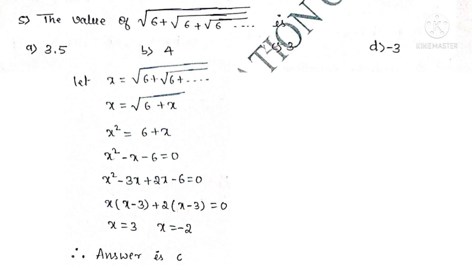Take x common, you will get x into x minus 3, plus 2 common, x minus 3. Then solve this, you are going to get x minus 3 is equal to 0. Therefore, x is equal to 3. And x plus 2 is equal to 0. Therefore, x is equal to minus 2. Therefore, the answer is C.